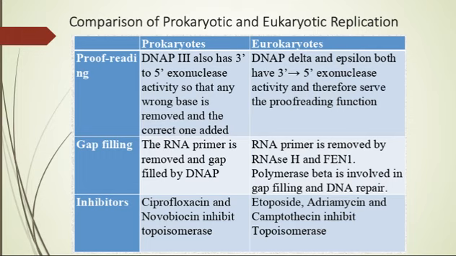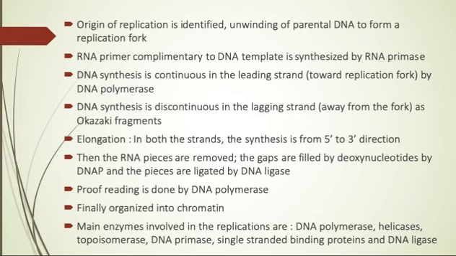So what are the inhibitors? Inhibitors in prokaryotes are ciprofloxacin and novobiocin, which inhibit the topoisomerase enzyme. Whereas in eukaryotes, it is etoposide, adriamycin, and also you have camptothecin, which inhibit the topoisomerase enzyme. So this is about the differences between prokaryotic and eukaryotic replication. So next we'll just summarize the whole process of replication.